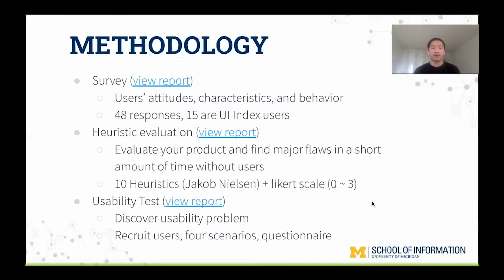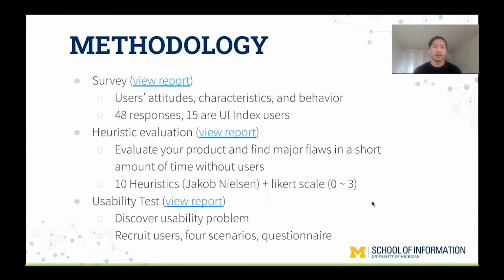The fourth one is the survey, and the purpose of it is to understand users' attitudes, characteristics, and other behaviors. We got 48 responses, but only 15 of them are UI Index users, which means that the result may not be statistically significant, but we did have some interesting findings from the results.